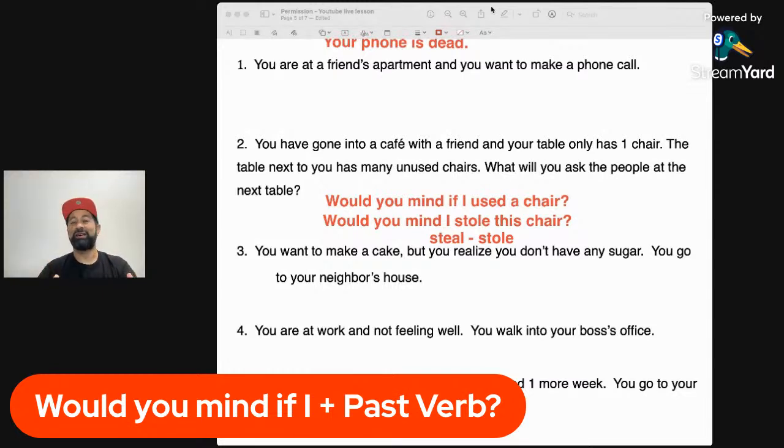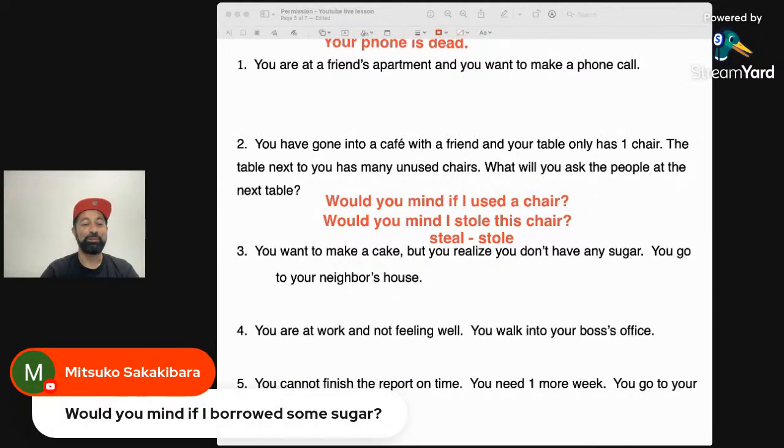We always have a very close, or usually a good relationship with our neighbors. In fact, not always, but we try. We try to have a good relationship. So in this situation, it's quite common if you don't have something, especially when you are cooking, you just go to the neighbor's house and ask. And we've got, would you mind if I borrowed some sugar from Mitsuko? Perfect. Would you mind if I borrowed some sugar? That is a perfect answer.